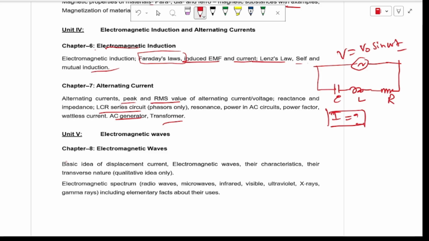Then chapter number 8 is electromagnetic waves. We'll study displacement current, electromagnetic waves and their characteristics, different spectra: radio wave, microwave, infrared, visible, ultraviolet, X-rays, gamma rays.